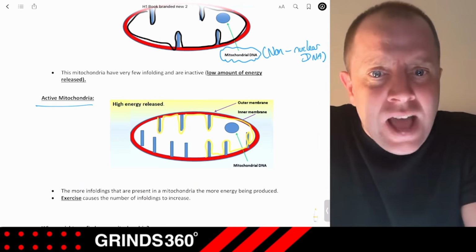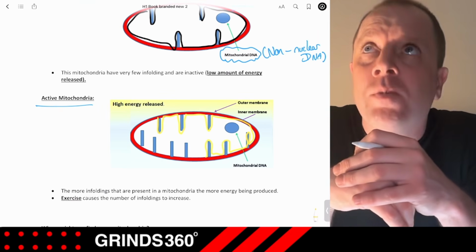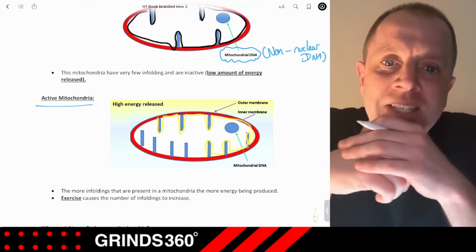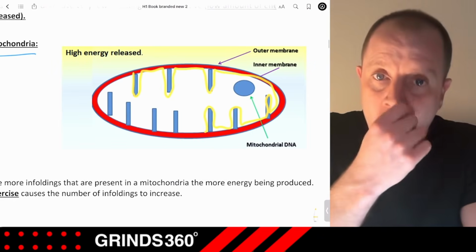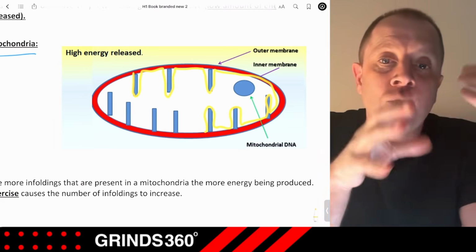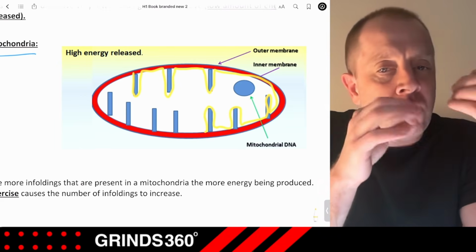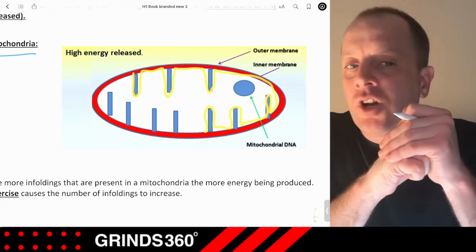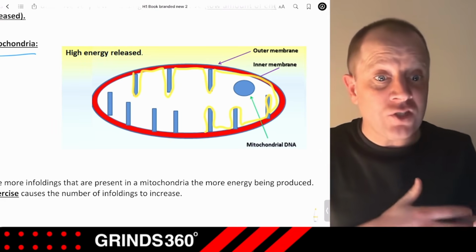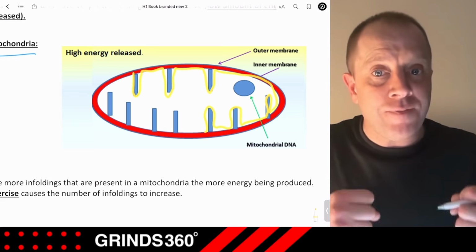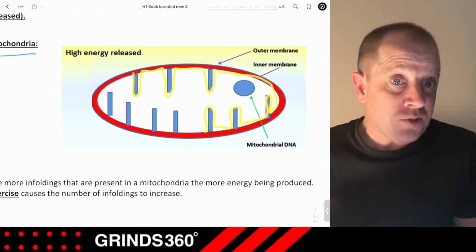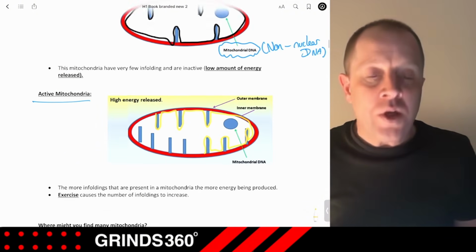Does anybody remember what happens in the inner membrane of the mitochondria? We studied that on Monday night. It's not the Krebs cycle. We know NADH carries electrons and protons to the inner membrane of the mitochondria. But what event happens in the inner membrane? Well done, the electron transport chain. And that's why the more inner foldings you have, the more of those electron transport chains can exist and more energy can be produced or released from respiration. So the point I'm making is this.